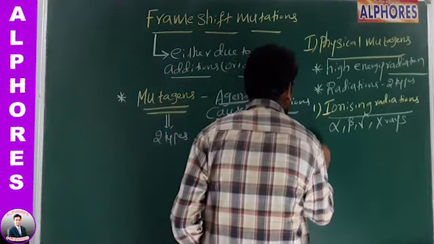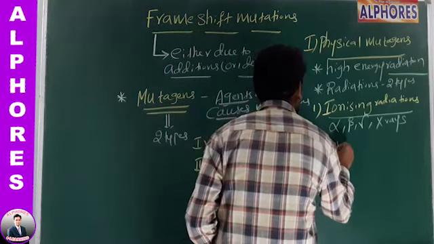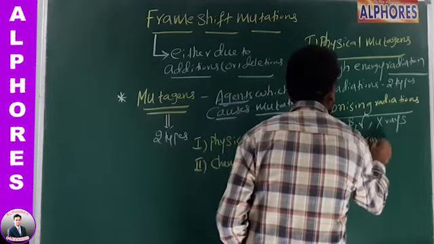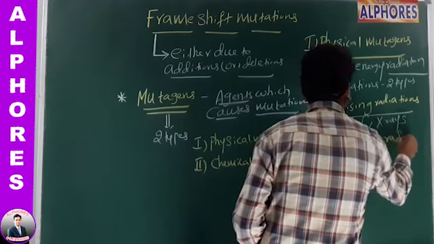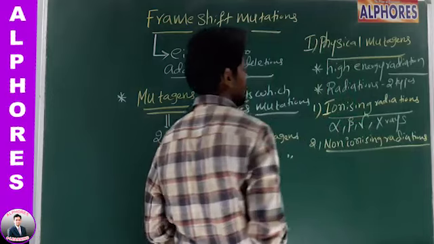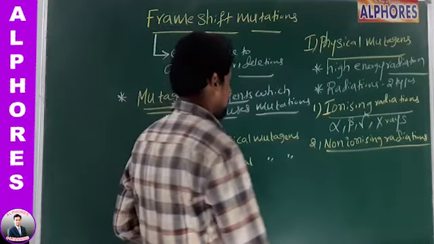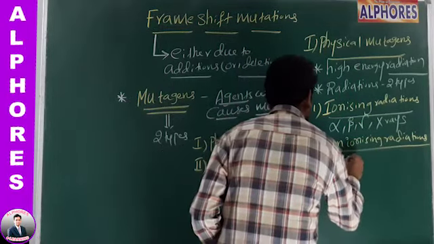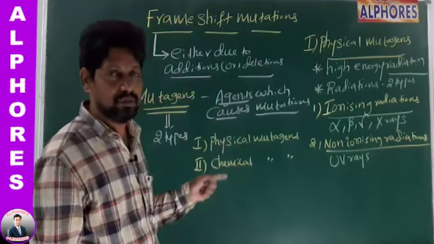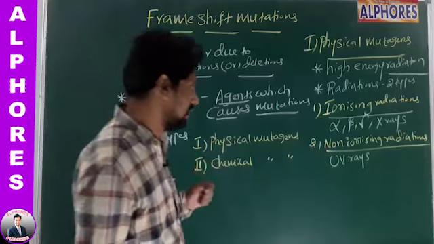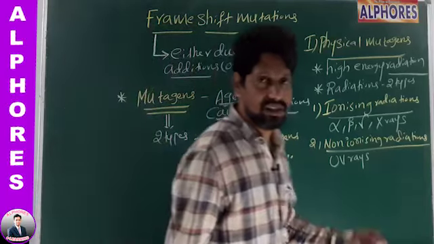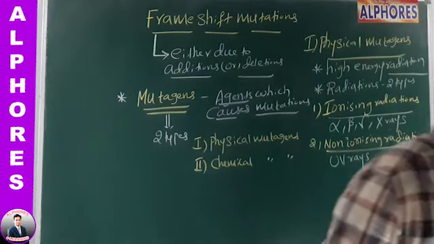Now go for the second one: non-ionizing radiations. The best example of non-ionizing radiations is UV rays.